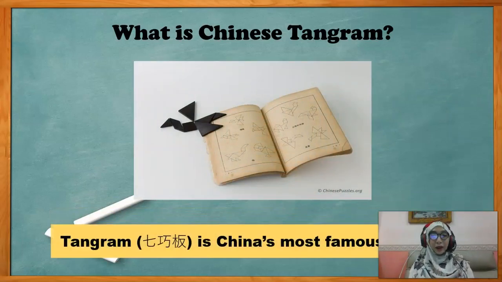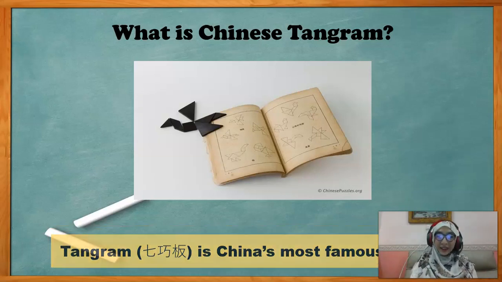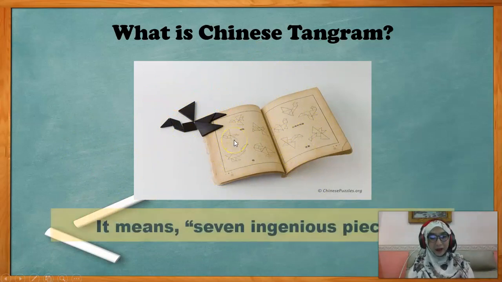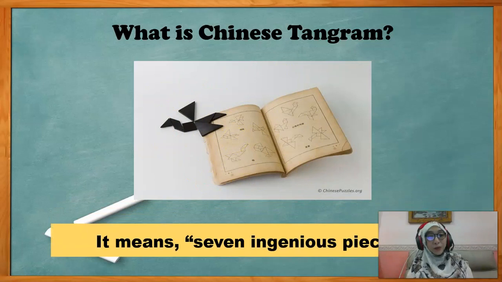Okay, Chinese tangram, or qi qiao ban in Chinese, is China's most famous puzzle. It is actually a toy, a puzzle that you can play with. If you see in the picture, these black pieces here and this book are parts of Chinese tangram. Chinese tangram, or qi qiao ban, means 7 ingenious pieces.